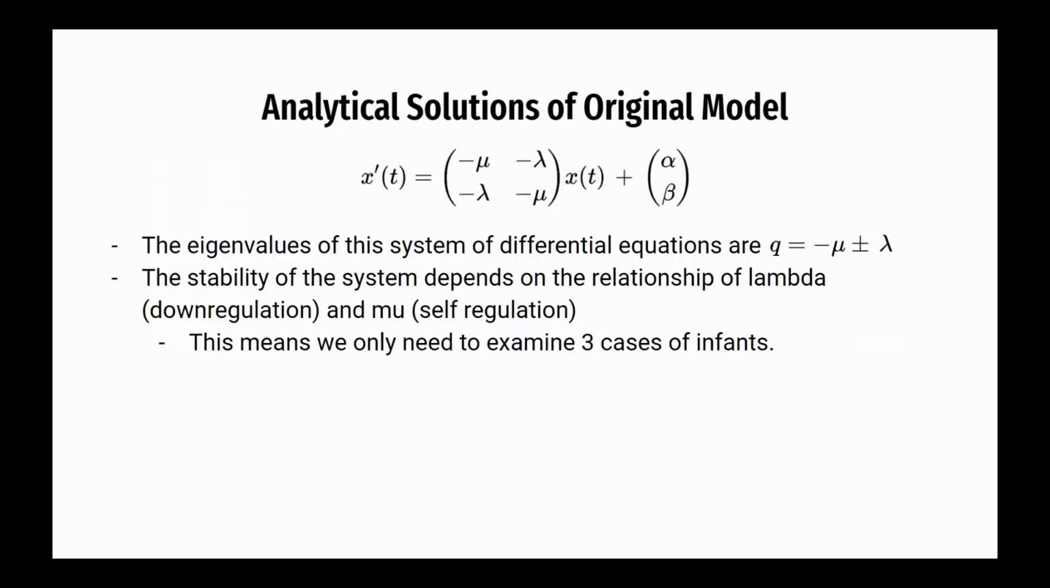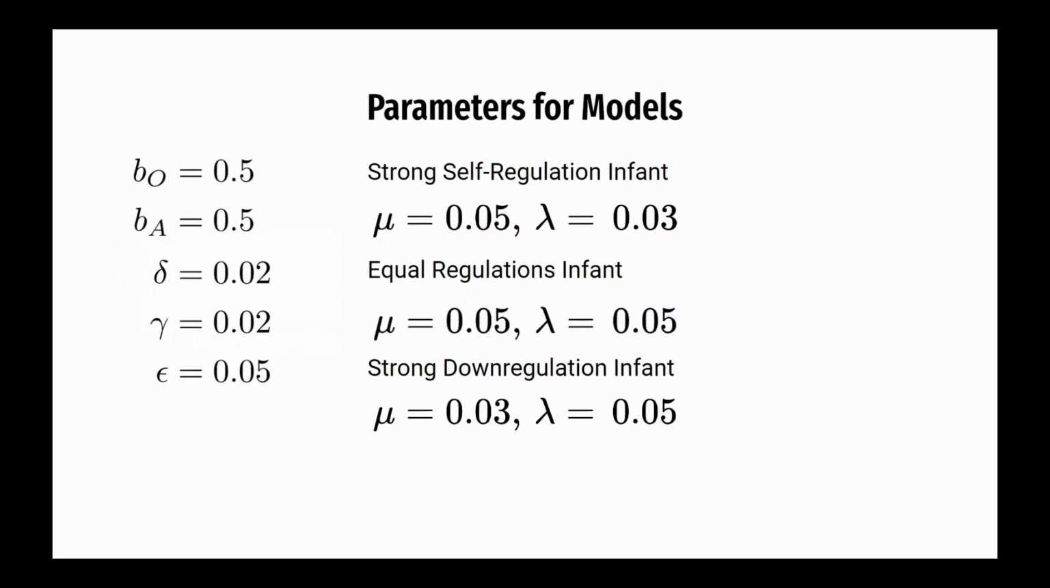Before we do simulations, we wanted to look at the math of it to see what kinds of simulations to run. When we look at the original model, we can write it as a linear system of differential equations from which we get eigenvalues q equals negative mu plus or minus lambda. This signifies the stability of the system, so whether or not there's a constant limit as we go to infinity depends on the relationship of lambda and mu. So we only really need to examine 3 cases of infants: whether lambda is greater than, equal to, or less than mu. And these are the parameters that we used for our model.